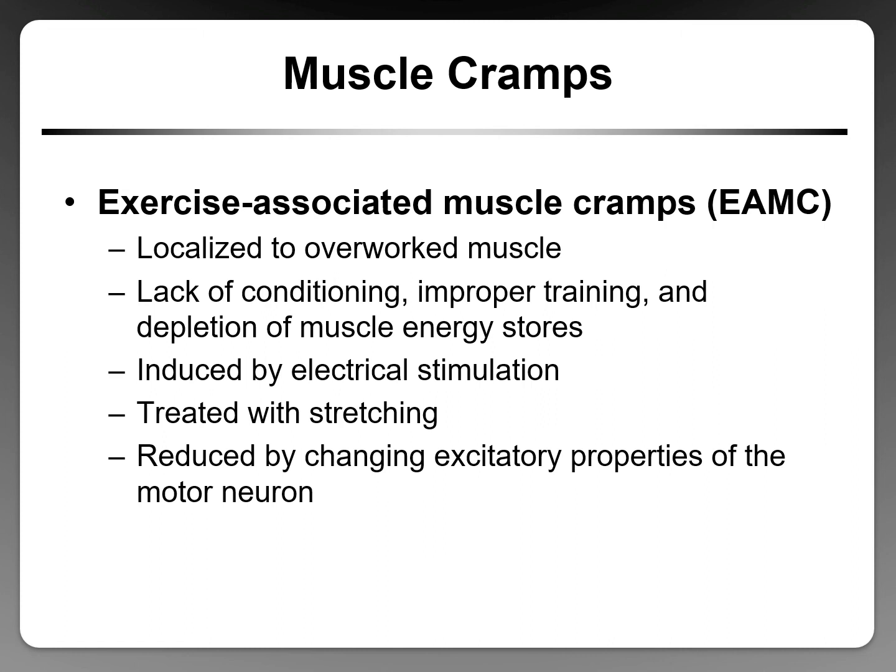So if you've ever played with a stim machine before and the athletic trainer or your buddy has cranked it all the way up, I can create a contraction and hold it for long periods of time. Typically, when you have a muscle cramp due to exercise, you just treat it with stretching, and then you'll have a reduction when you change the excitatory properties of that motor neuron.